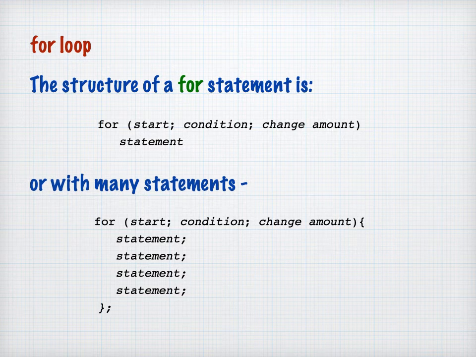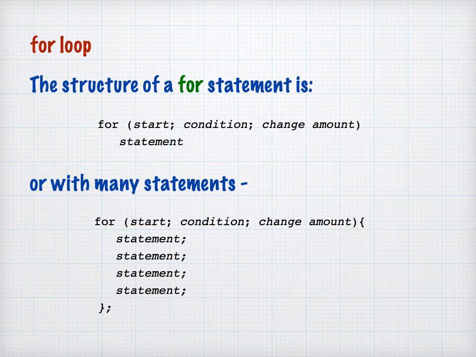So there's a reserved word for, and you can see that we have something in brackets, and then we have a statement that comes after that. So what we're doing here is indicating that the statement, in other words, the thing on the second line, will occur many times. How many times it will occur is described by what goes inside the brackets on the first line.